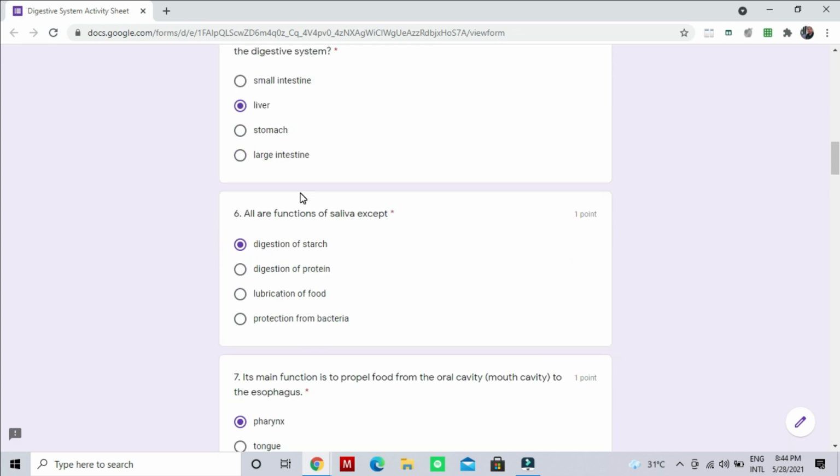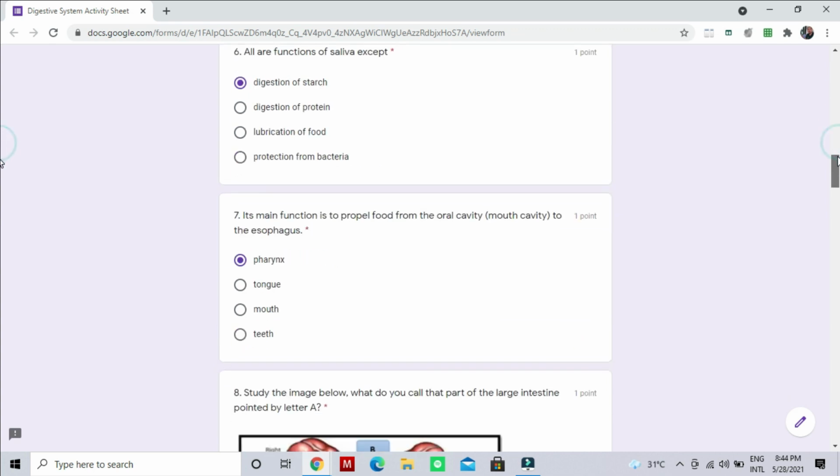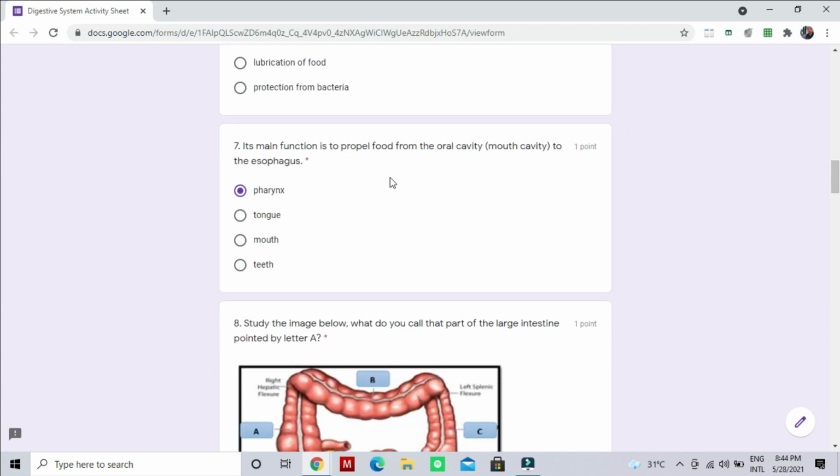I have a correction for number six because all of these are functions of saliva. So question number six is bonus. Question number seven. Its main function is to propel food from the oral cavity or mouth cavity to the esophagus. The correct answer is pharynx.